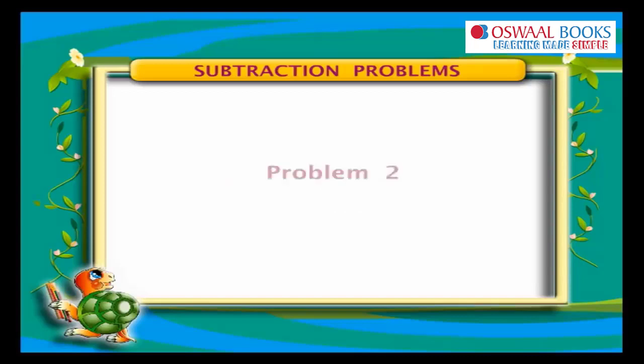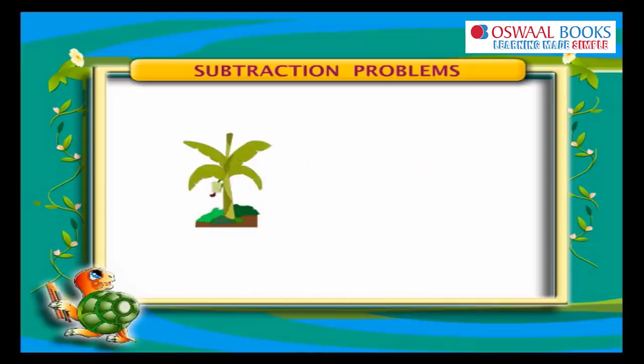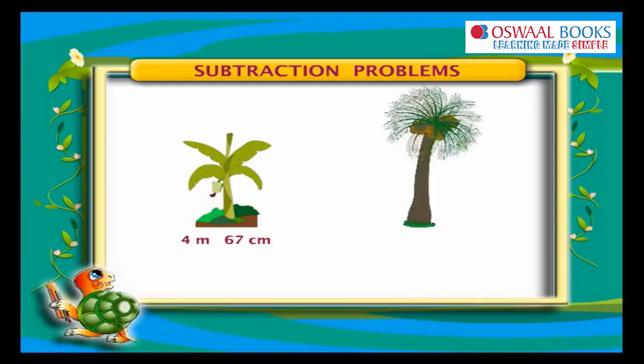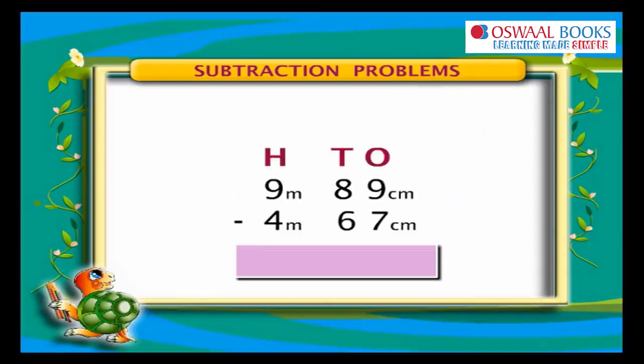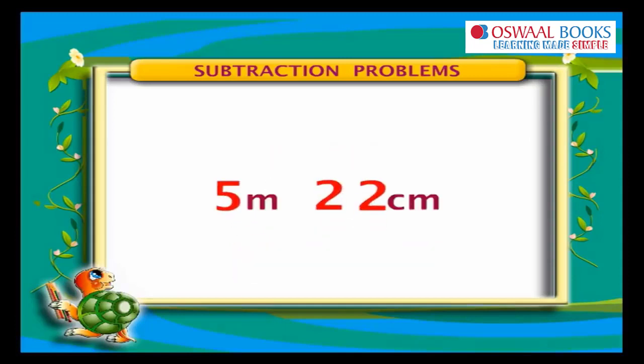Problem 2. The height of the banana tree is 4 meters and 67 centimeters, and the height of a coconut tree is 9 meters and 89 centimeters. What is the difference in the height between the 2 trees? Arrange the numbers in columns. Subtracting ones, we get 2. Subtracting tens, we get 2. Subtracting hundreds, we get 5. Thus the difference in height between the 2 trees is 5 meters and 22 centimeters.